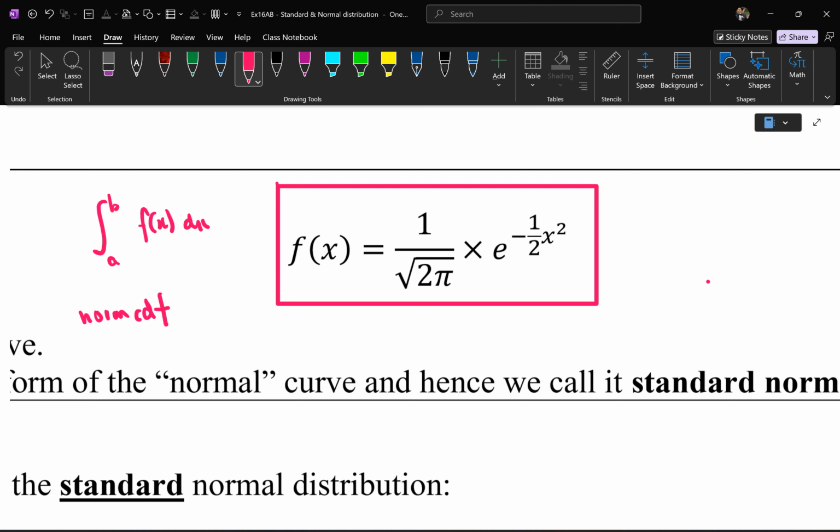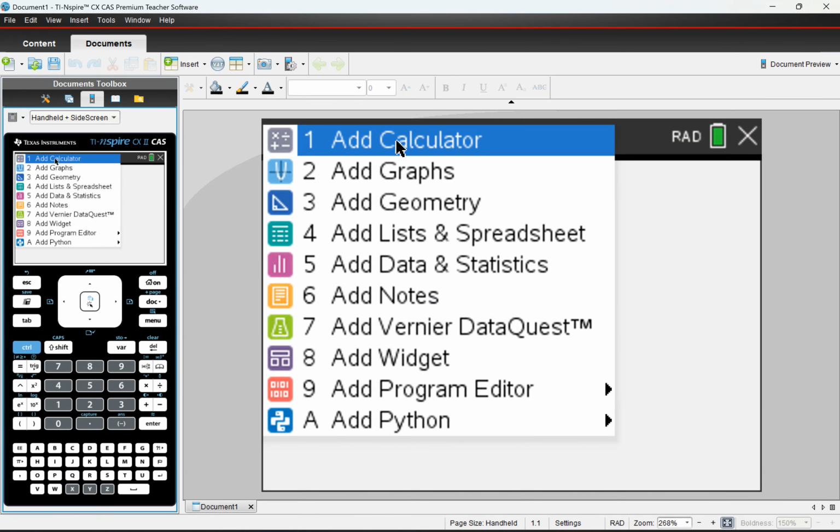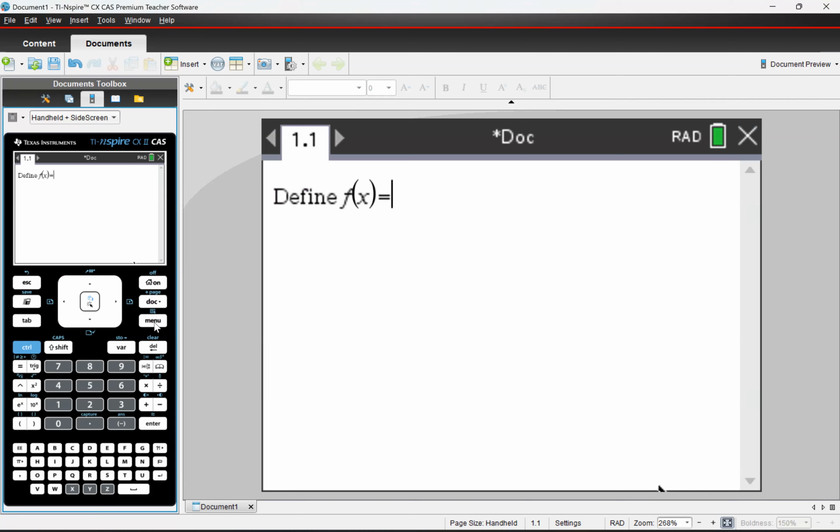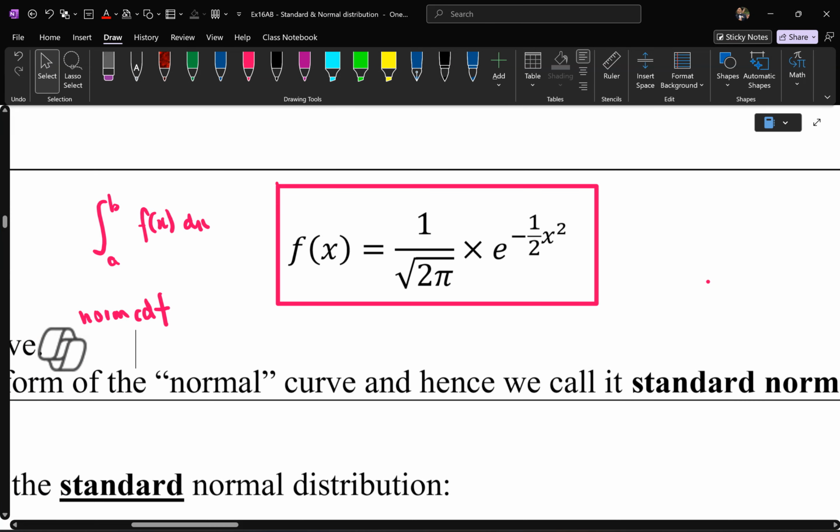Okay, so what am I trying to say? Let's go to Desmos and I'll show you on a CAS calculator. Calculator, I'm going to go menu 1, 1. Let's define f of x is equal to 1 on square root 2 pi times e to the power of 1/2, negative x squared.